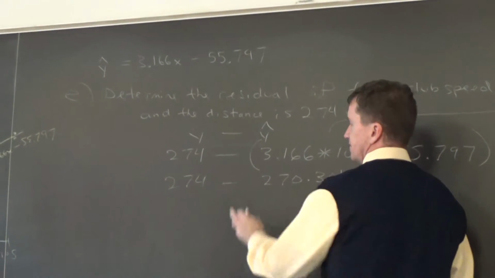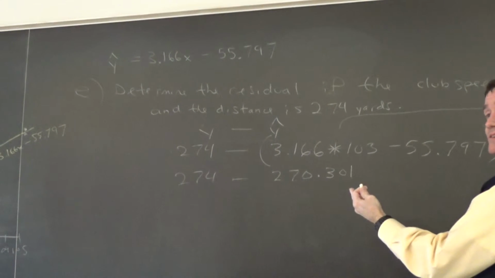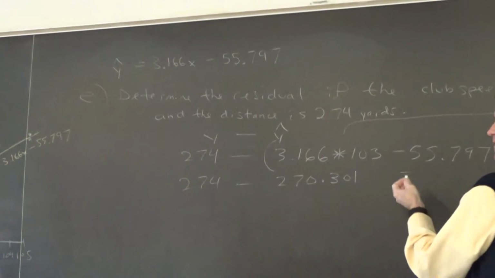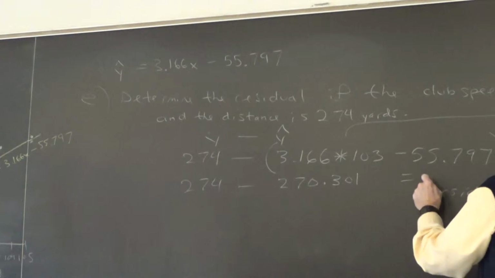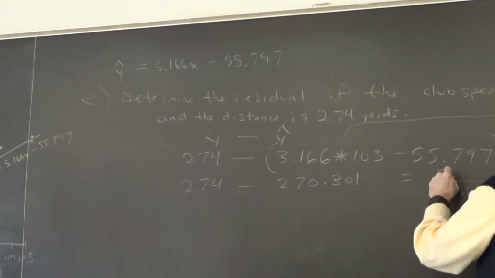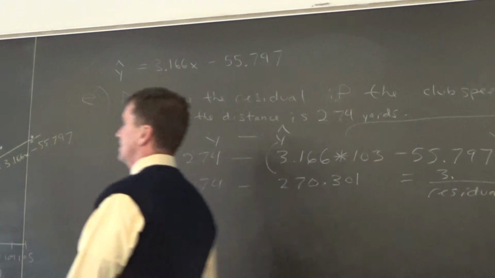And then I'll subtract them. And this is going to come out positive. This is my residual. Here it comes. What's left over? How far? 3.7 miles per hour. 3 point... I got 69.